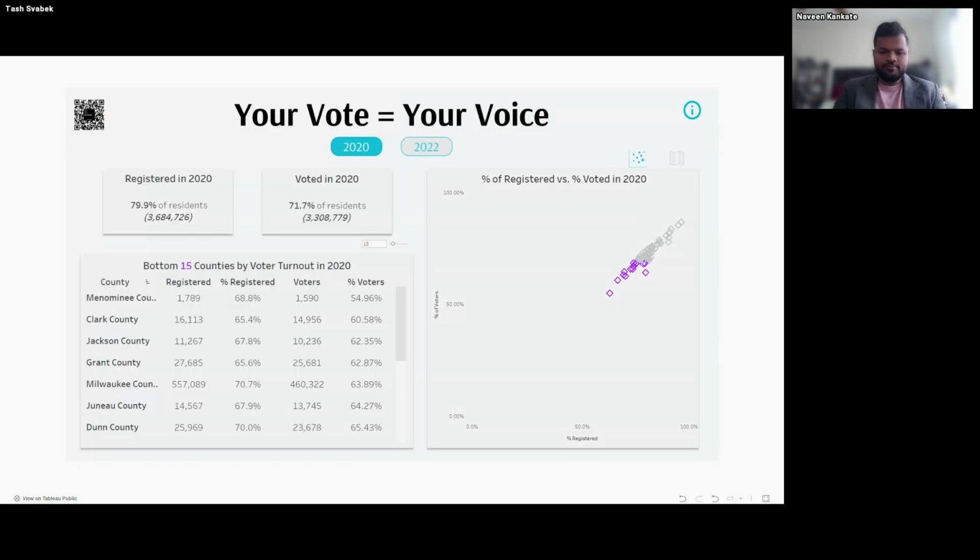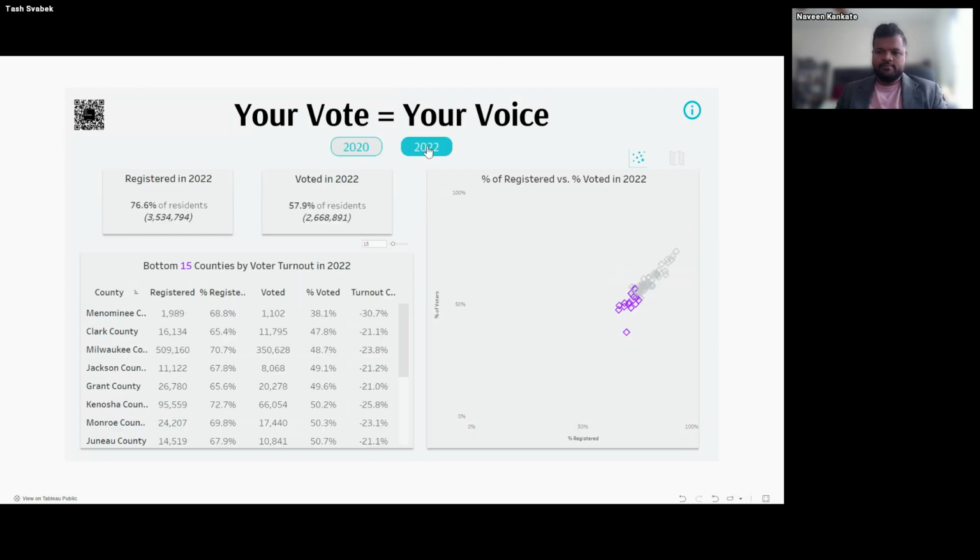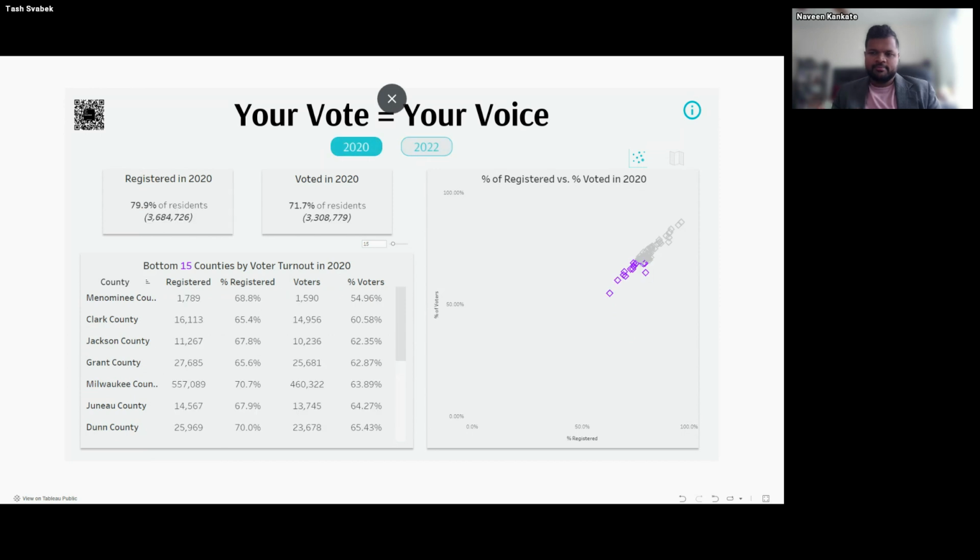so in Erin's Viz, you can toggle between 2020 and 2022. If you click on 2022, the data changes, basically showing how many were registered in each year. So registered in 2022 and voted in 2022. And then if you click on 2020, it changes. So you can toggle back and forth between the two. And then there's a slider to show how many counties you want to view. It's ranked by the bottom rank of counties, from worst to best, if you will.